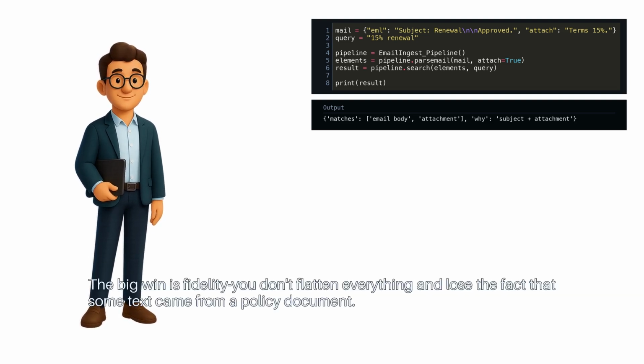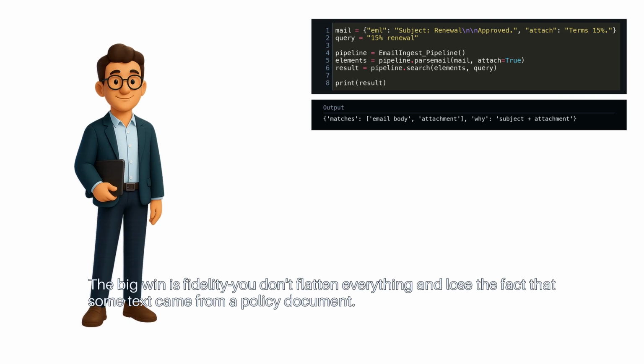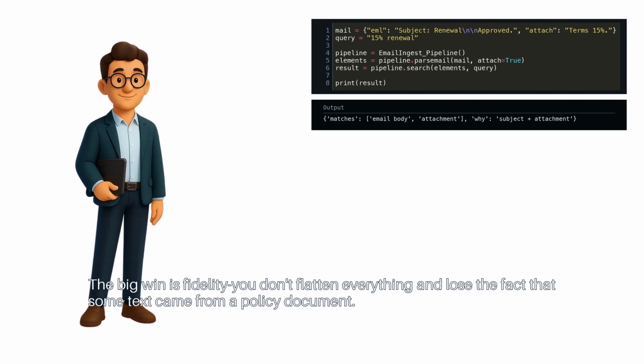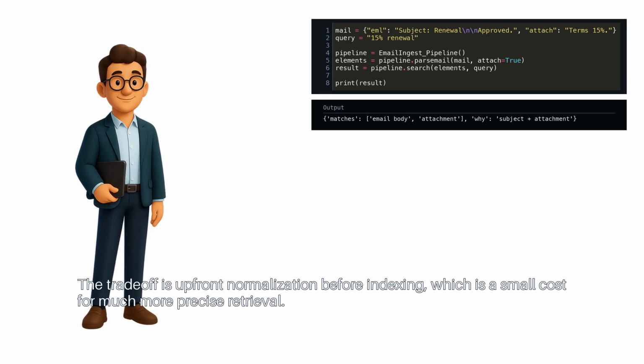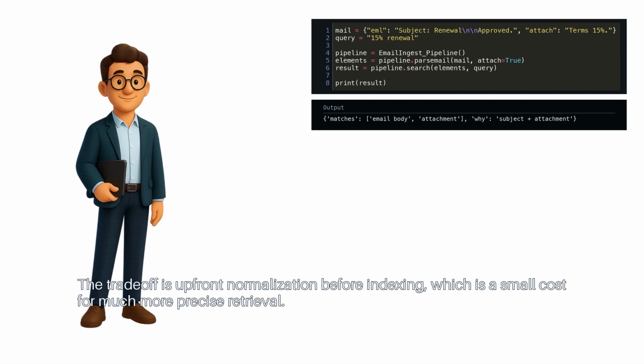The big win is fidelity. You don't flatten everything and lose the fact that some text came from a policy document. The trade-off is upfront normalization before indexing, which is a small cost for much more precise retrieval.